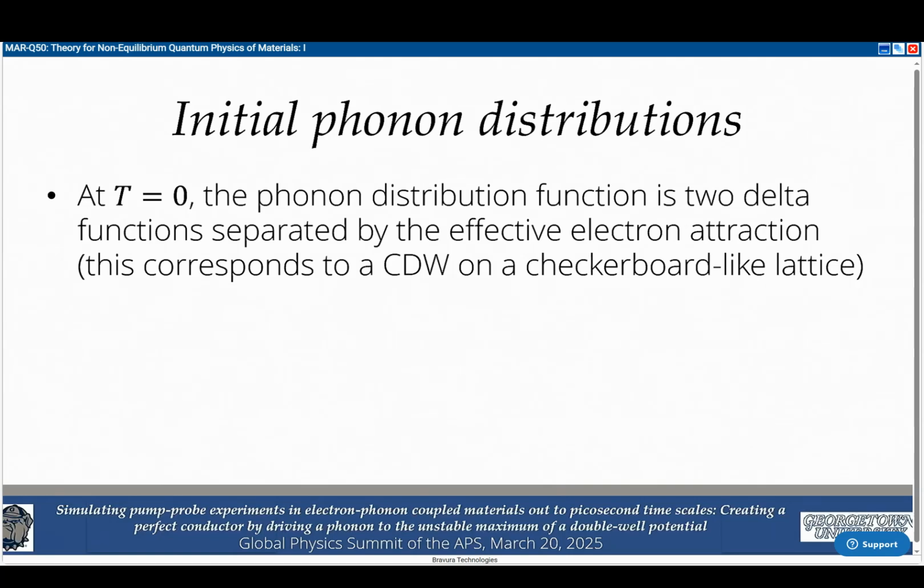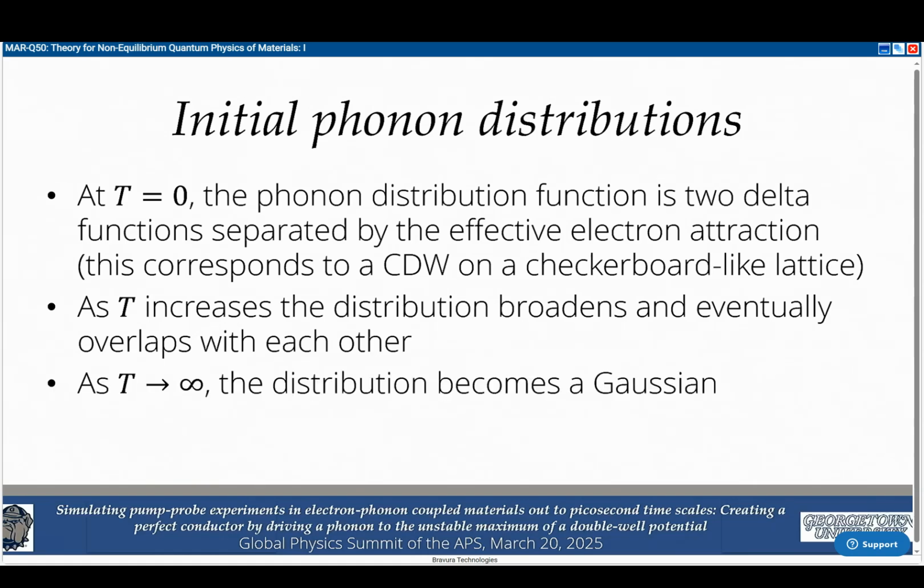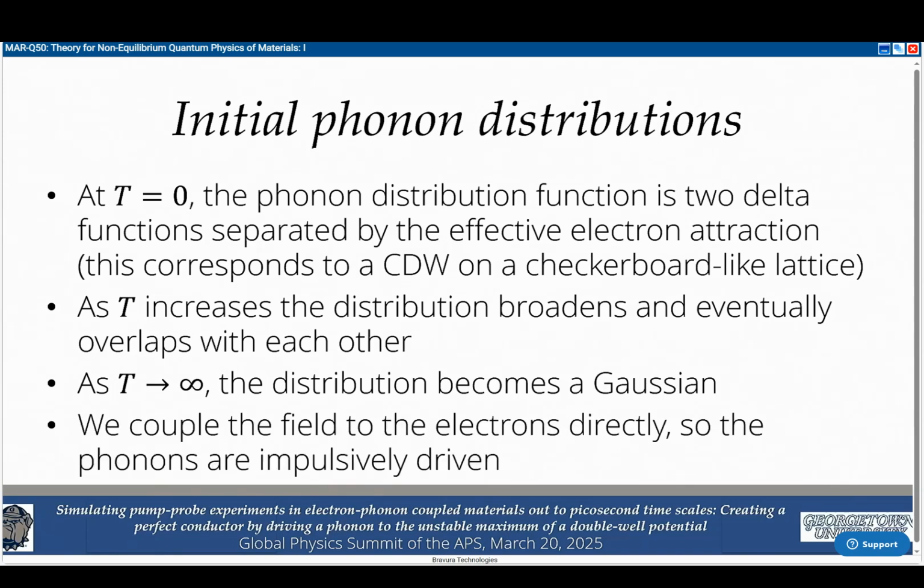So at t equals 0, the initial phonon distribution is two delta functions. This is coming from the semi-classical nature. This is actually an artifact of the problem that isn't so great because it's not what you would get in a quantum mechanical system. As you increase the temperature, those two delta functions broaden into Gaussians and start overlapping. And if you get to very high temperature, it then becomes a single peak Gaussian.